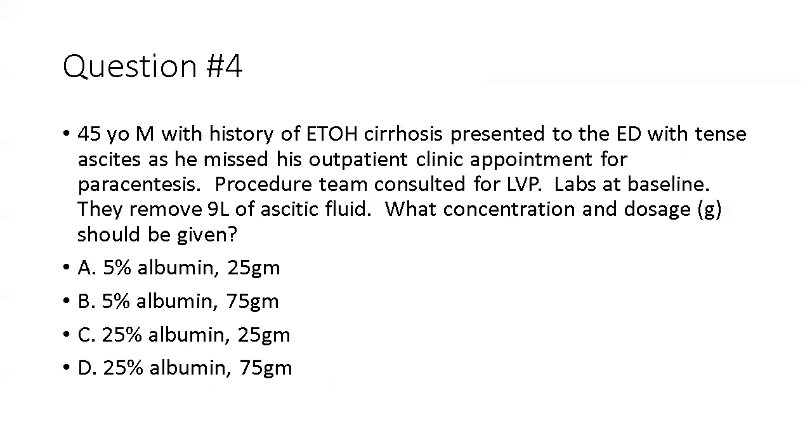Okay. 45-year-old male, history of alcoholic cirrhosis, comes in with tense ascites. He missed his outpatient clinic appointment for a paracentesis. The procedure team is consulted. His labs are at baseline, and they remove 9 liters of fluid. What concentration and dosage of albumin should be given?